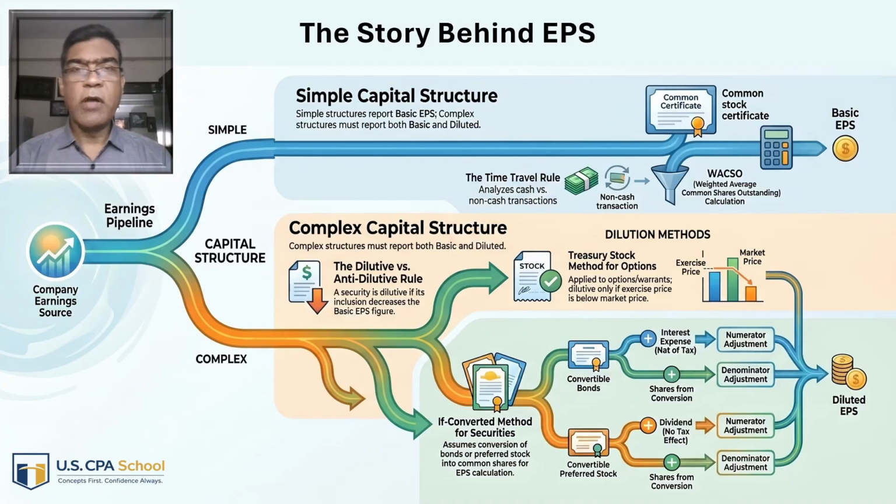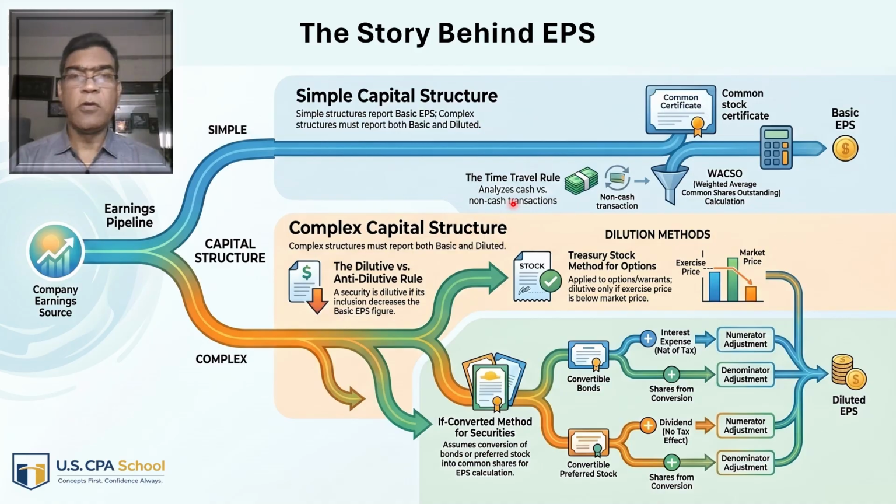Alright, let's walk through this visual. This is the story behind EPS. Everything starts with the company's earnings source. That's the pipeline on the left. From here, earnings flow through capital structures, which can be either simple or complex. If the structure is simple, the company only reports basic EPS. That's calculated as net income minus preferred dividends divided by WASO. And remember the time travel rule.